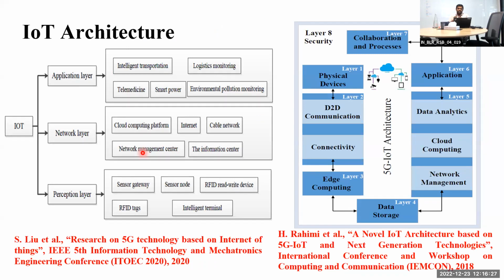Next is the IoT architecture. The application layer is, for example, intelligent transport and logistical monitoring, and this is what you see in the GUI, the graphical user interface. Next is the network layer. It transfers the data from one place to another using the internet or cable networks or a network management center and so on. Next is the perception layer, for example sensor gateways, RFID tags, the sensor node in your pacemaker, or intelligent terminals. These are the three layers that mainly work for the IoT.